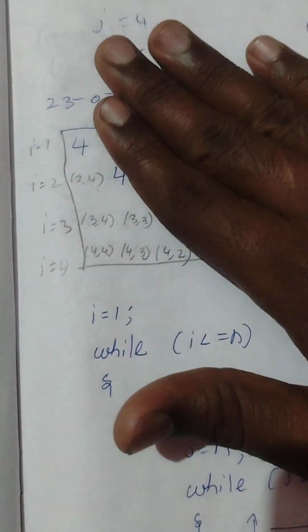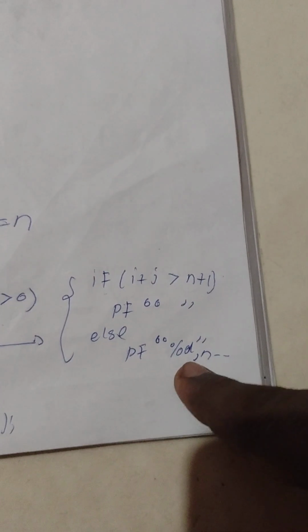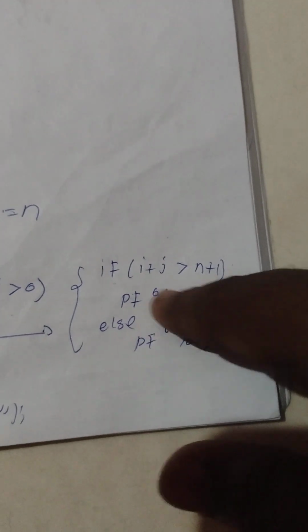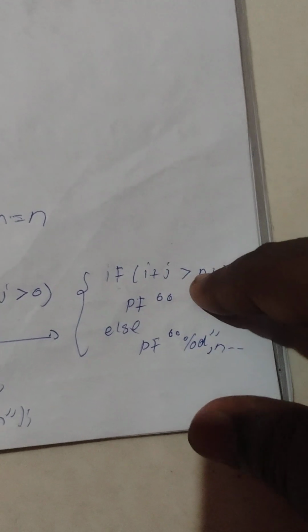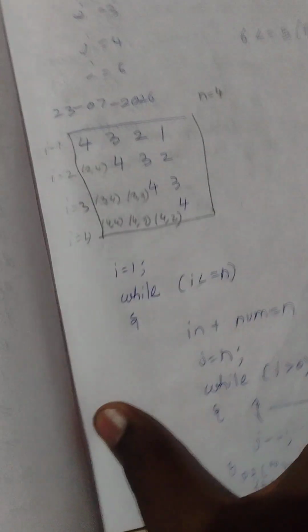So if it is more than 5, a space will print. So that's why space gets printed. If it is not greater than, numbers will print. So this is how this pattern gets printed.